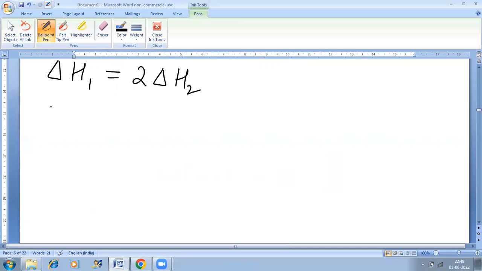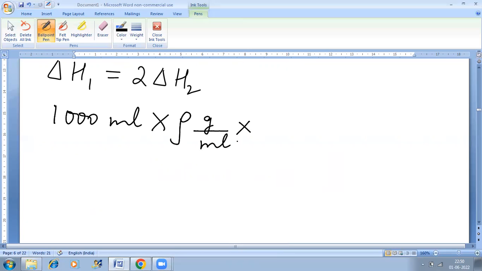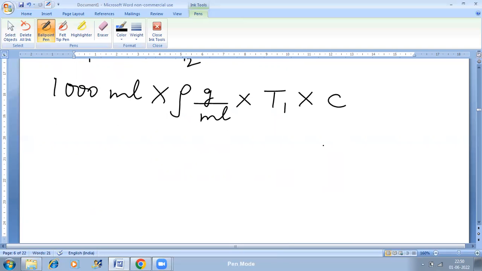Now, the volume of the solution in case 1 is 1000 ml because 500 ml of acid and 500 ml of base were mixed. Volume of the solution becomes 1000 ml. Density of solution is not known to me. Let it be rho grams per ml. And the rise in temperature is T1. So into heat capacity of the solution, let it be C. So mC delta T is what I have. So the rise in temperature is given as T1, that is delta T is T1 in this case. Mass of the solution is volume into density and heat capacity is C. So this is nothing but equal to, I can say, delta H1 because whatever energy has been released, that same amount of energy has been absorbed by the solution.